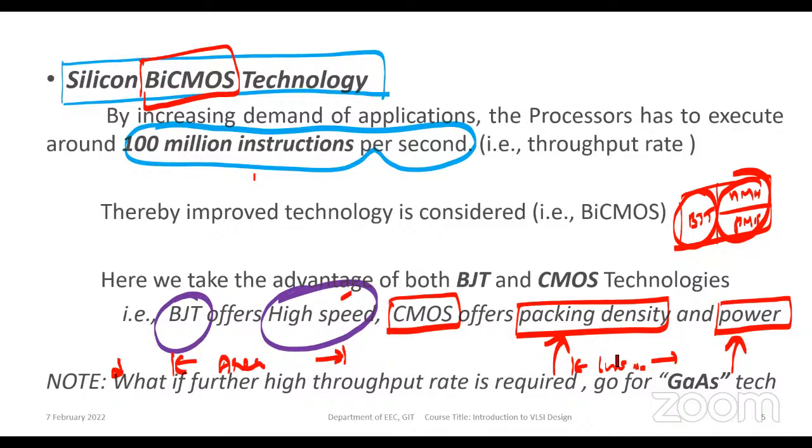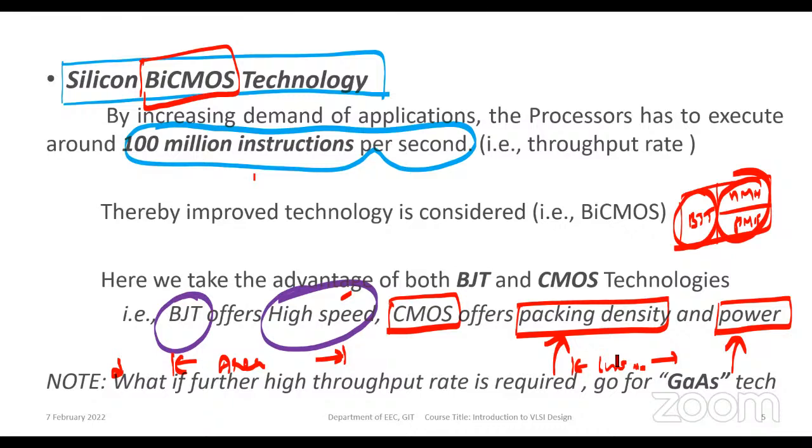Okay, so BiCMOS is nothing but a combination of both bipolar junction transistors and CMOS devices. CMOS stands for complementary metal oxide semiconductor devices. It consists of both NMOS as well as PMOS transistors. We will see the classification of the transistors in a short while.